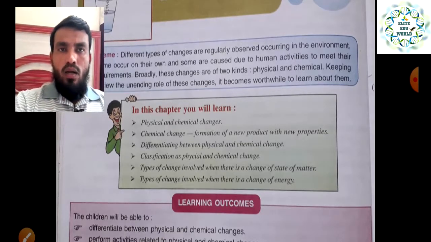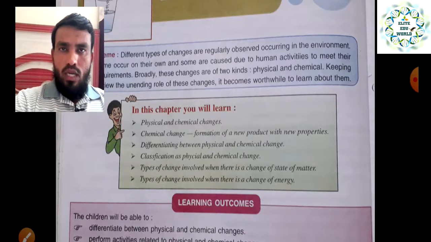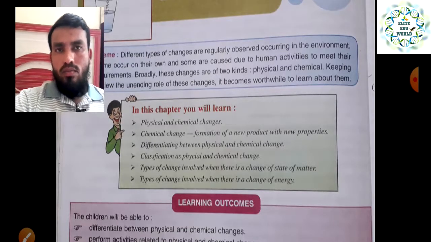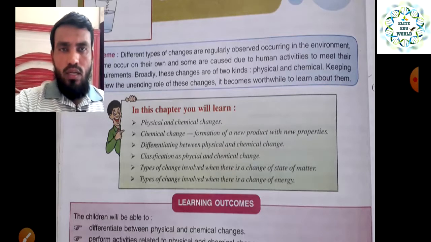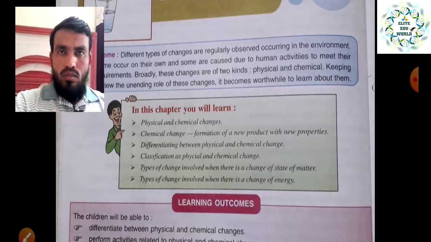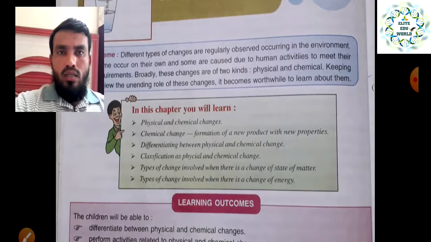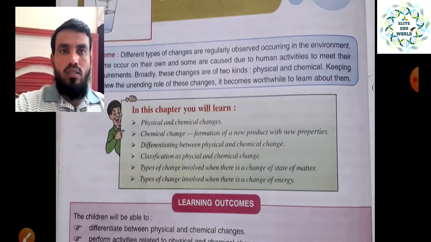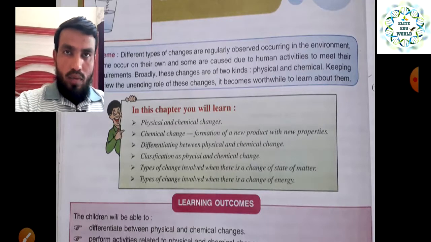A chemical change is the formation of a new product. This is the definition of a chemical change, and we are going to study the differentiation between physical and chemical change in this chapter. Then we will classify which is a physical change and which is a chemical change, and the types of changes involved when there is a change of state of matter.